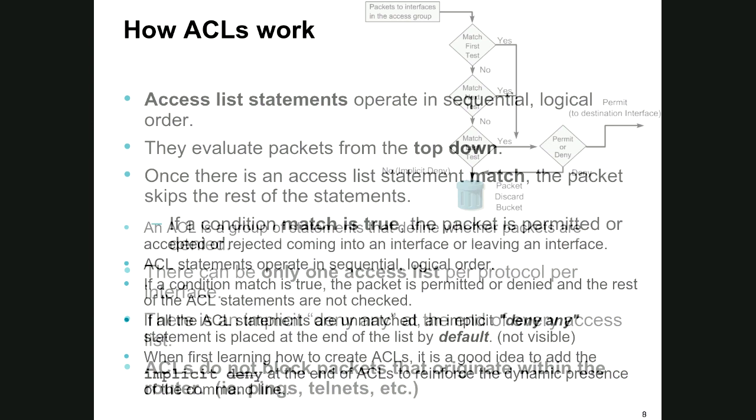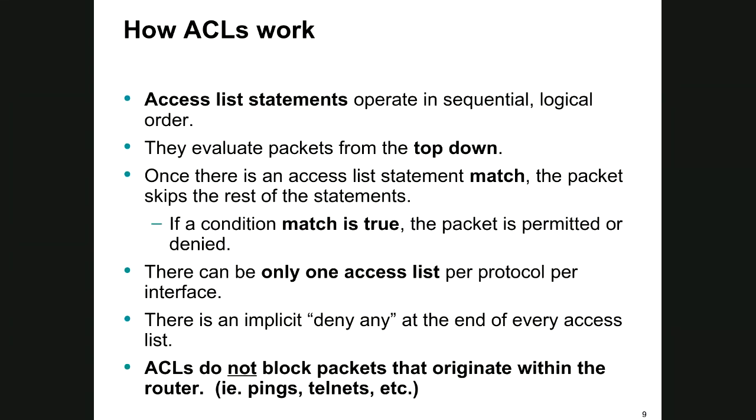So sequential logical order from the top down. Once there's a match, the rest of the statements are skipped. So if the condition matches true, that means that the IP address that was in that statement matches the source IP address that's in the packet that's being checked. Only one access control list per protocol per direction per interface. Implicit deny any at the end of every access list.